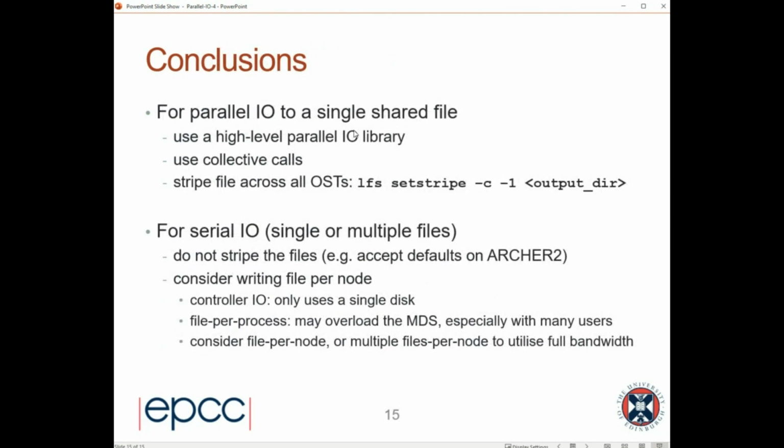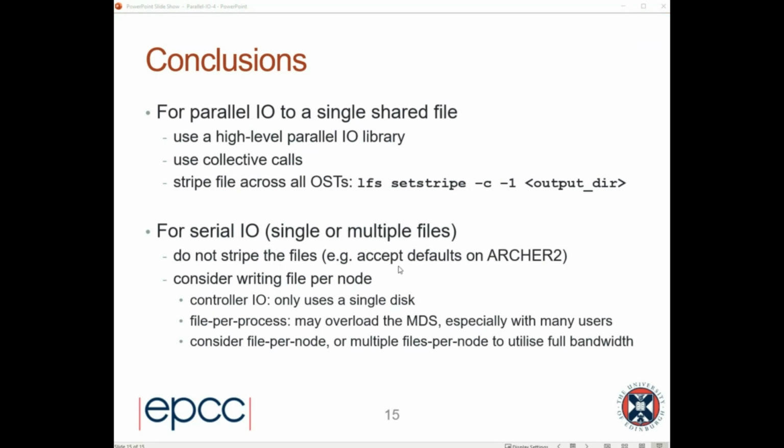So as I said here, these are really the conclusions. For parallel I/O to a single shared file, use a high-level parallel library, use collective calls, and stripe across all OSTs with that -1. And why it's nice to use -1 and not 12 is you go to any system, you just specify -1, you get all the OSTs, as opposed to having to remember how many there are.